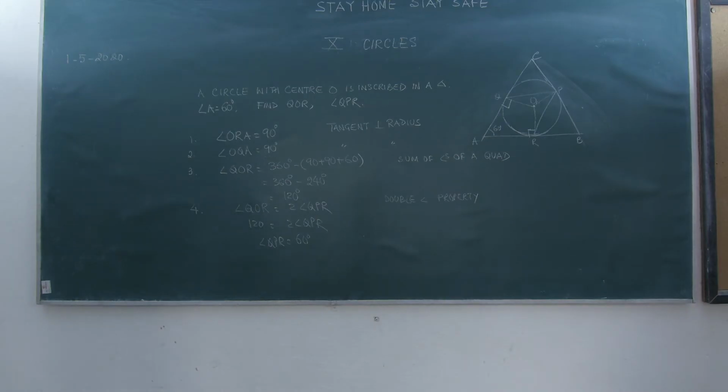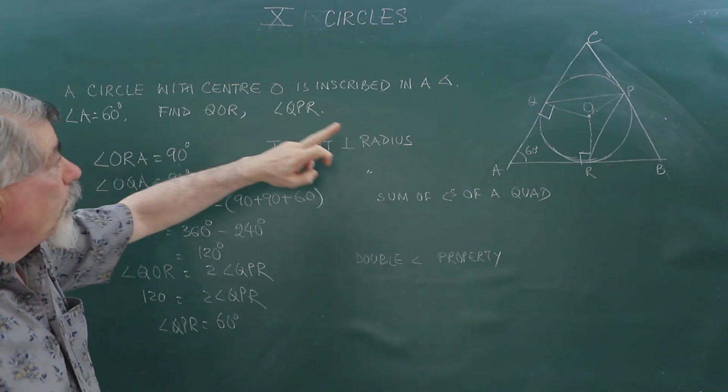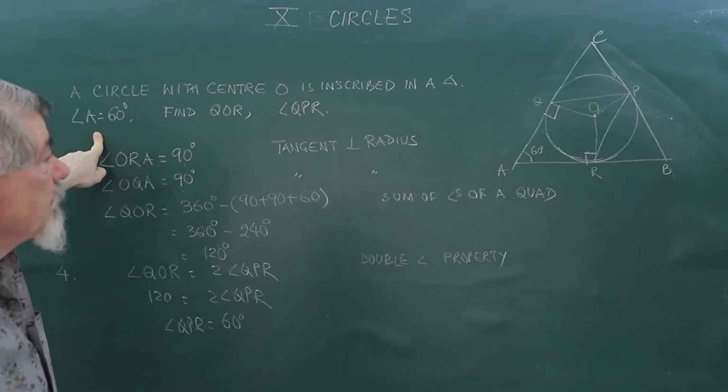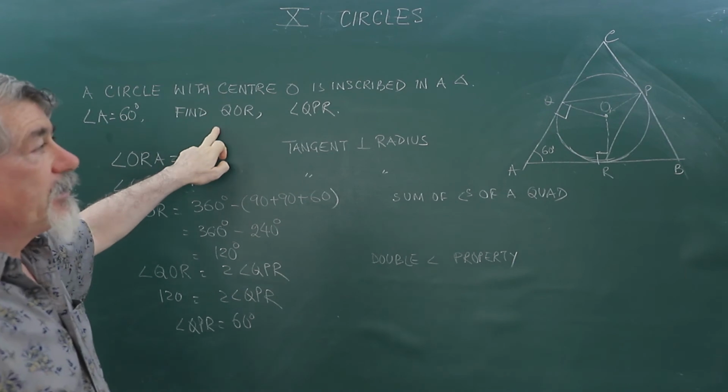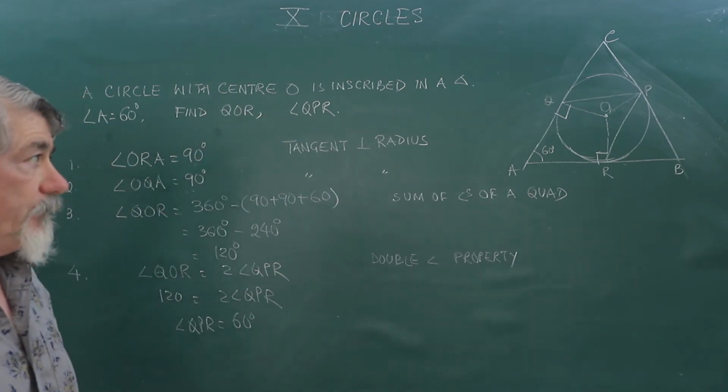This is another problem based on tangents. A circle with center O is inscribed in a triangle. Angle A is 60 degree. He says find angle QOR and find angle QPR.